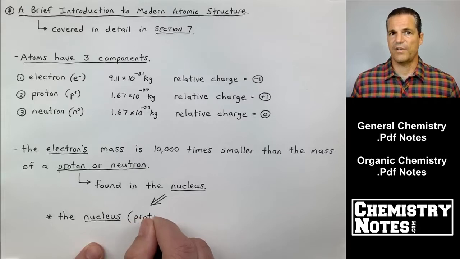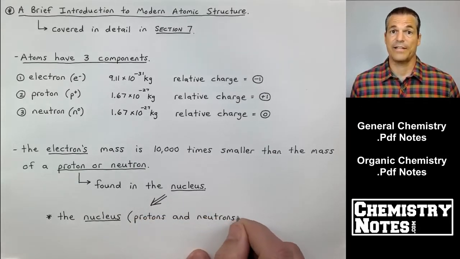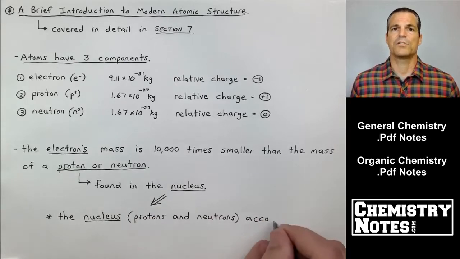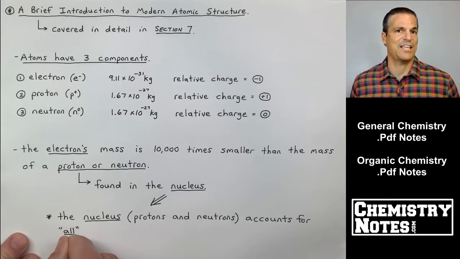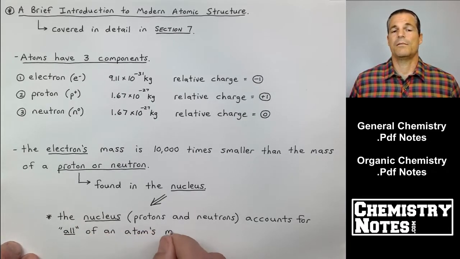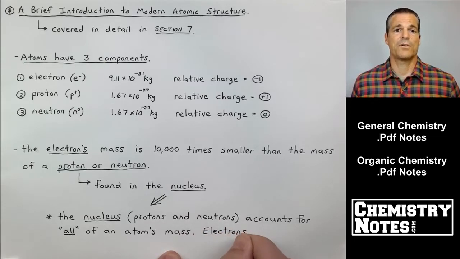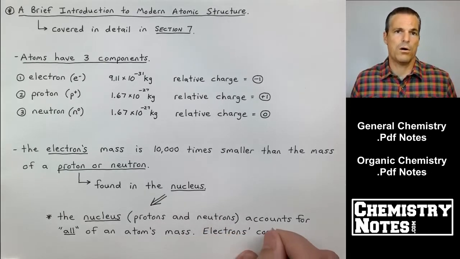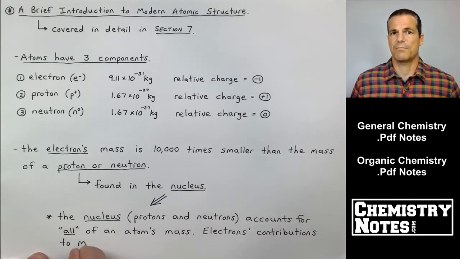This is why in the last video we said the nucleus was like 99.99% of an atom's mass. Electrons are so much smaller than protons and neutrons that their mass is actually insignificant. Okay? So the nucleus, which contains protons and neutrons, accounts for essentially, quote unquote, all of an atom's mass. The electron's contribution to mass is negligible. All right?